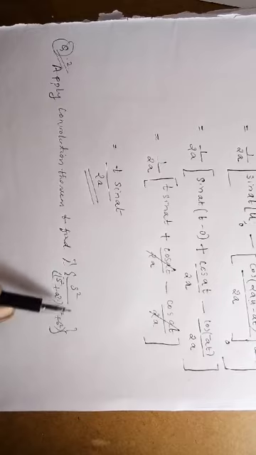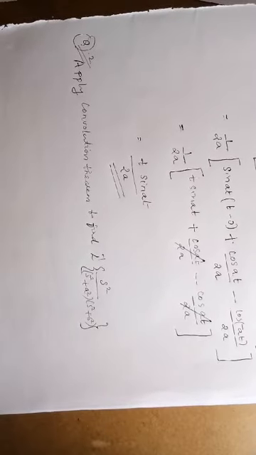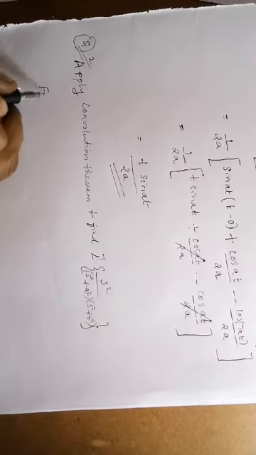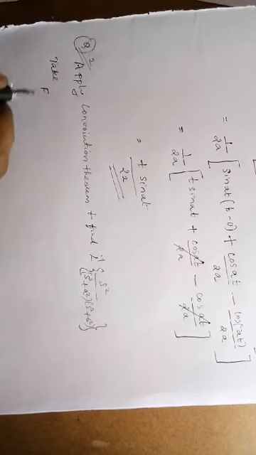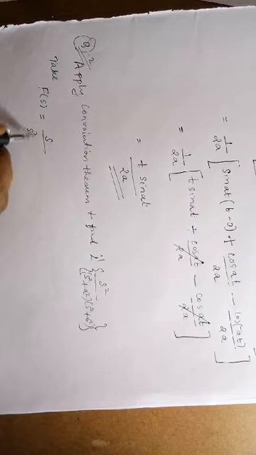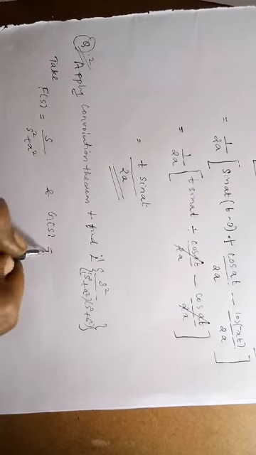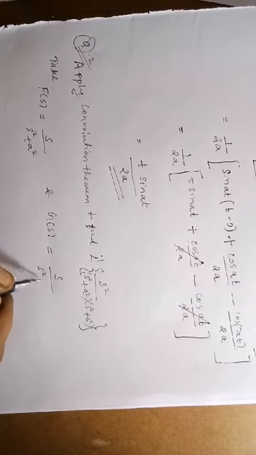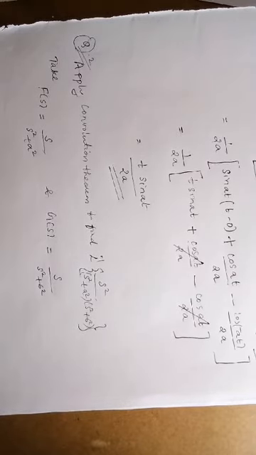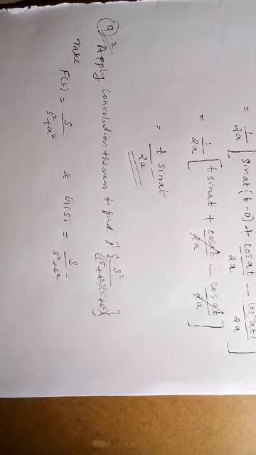Here also the given function can be written as the product of two functions f of s and g of s. So the first step is we have to identify two functions f of s and g of s. So let us take f of s equal to s by s square plus a square. Similarly, we can take another function g of s as s by s square plus b square. Now, what is the second step? We have to identify its inverse.